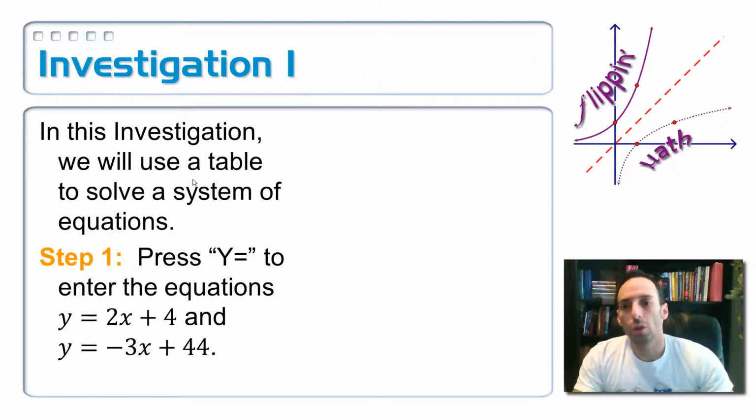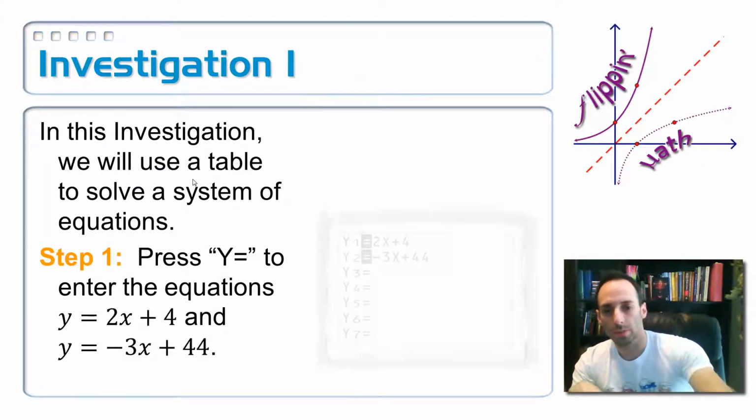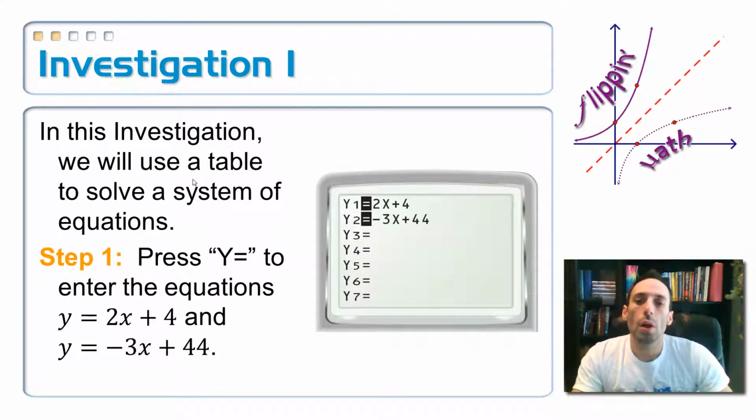Okay, so once you get that calculator open and turned on, go to Y=, and we're going to type in two equations. So just like you see it here, for Y1 type in 2x + 4, and then for Y2 type in -3x + 44. Okay, so all we did is we typed in our two equations.